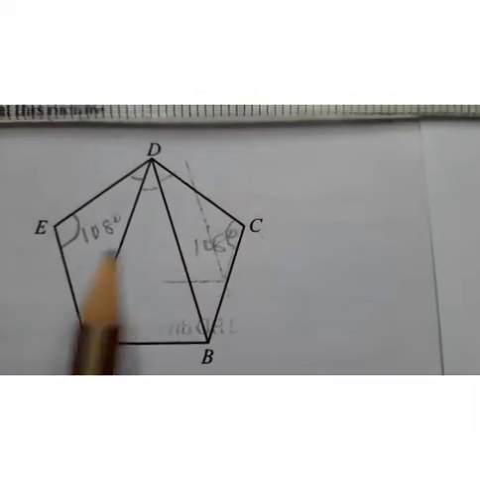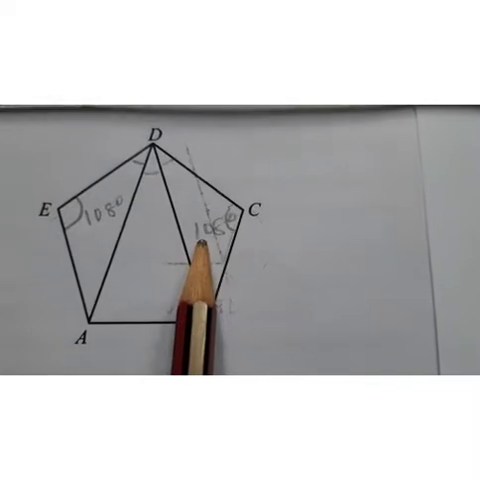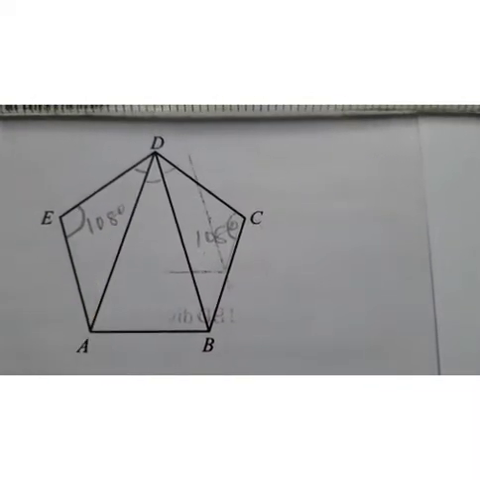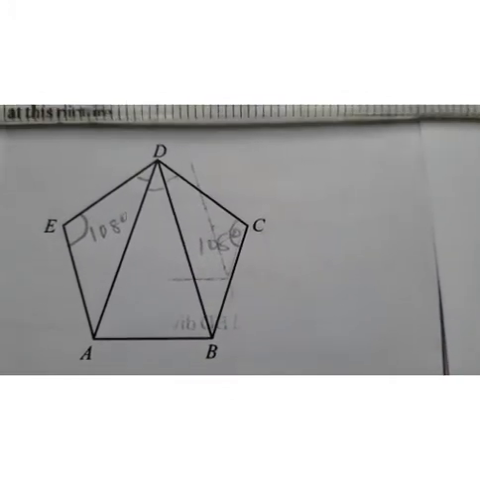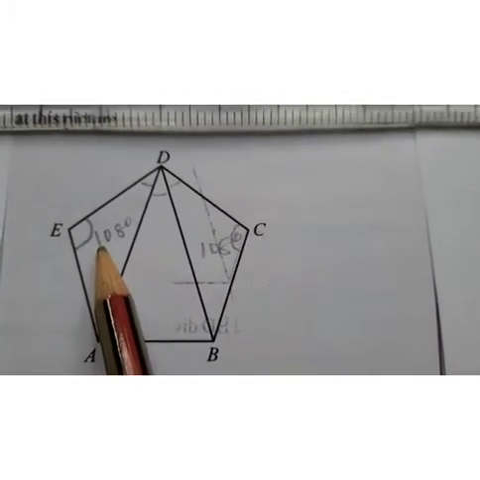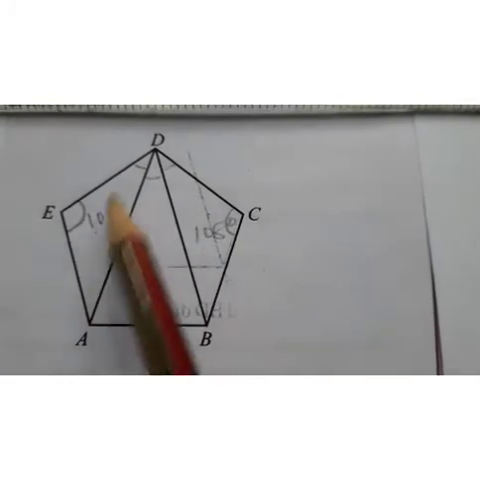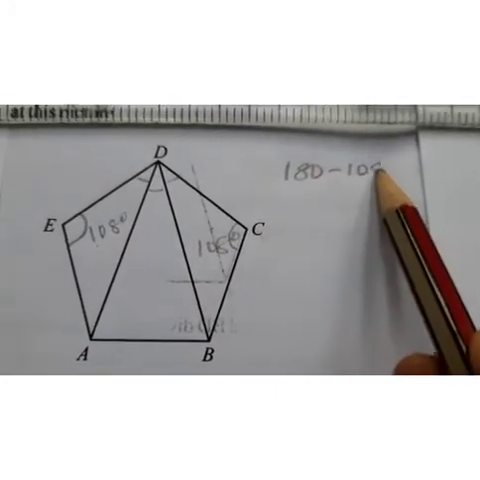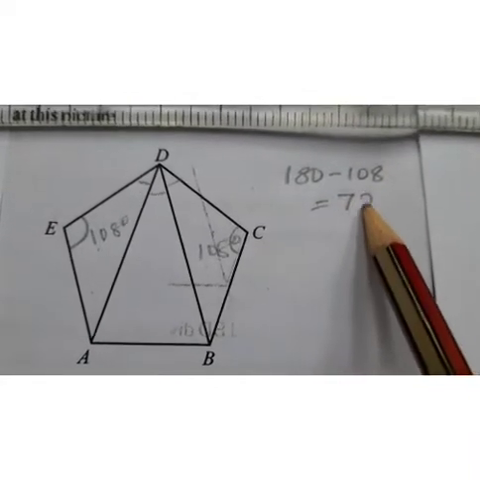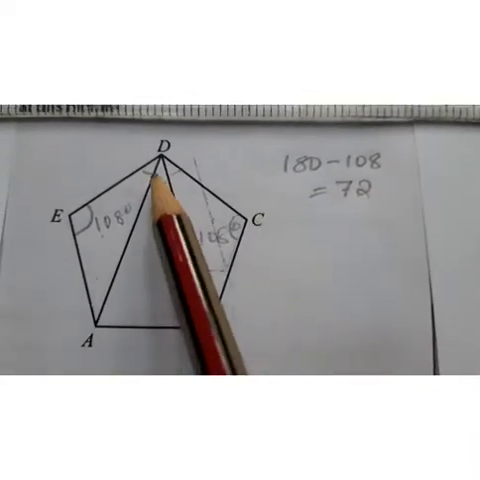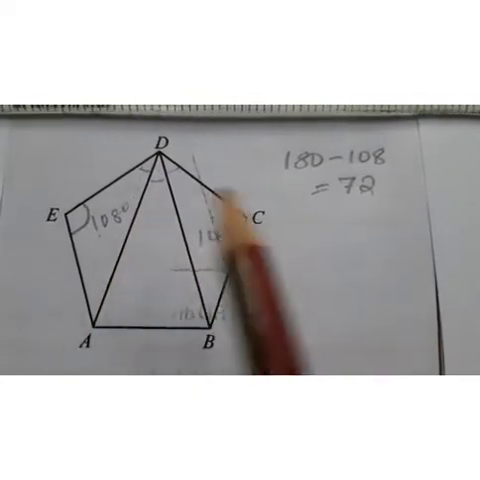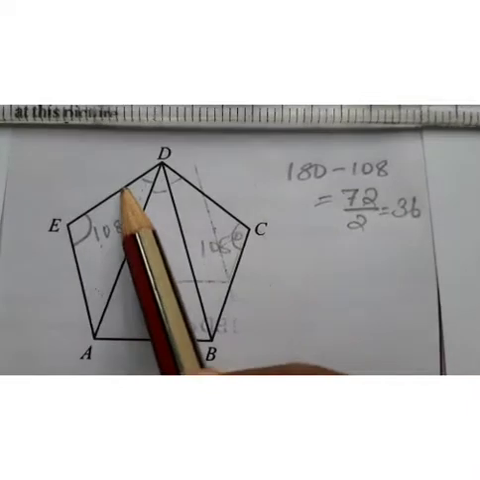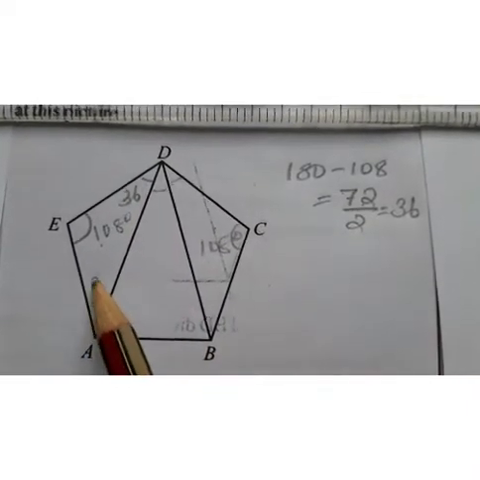Here these two triangles are isosceles triangles. So what is the sum of angles of the triangle? It is 180. So out of that, one angle is 108. What about the two other angles? It is 180 minus 108. How much will you get? 72. This 72 is shared by both the angles. So 72 by 2, how much will you get? 36. So each angle is 36.